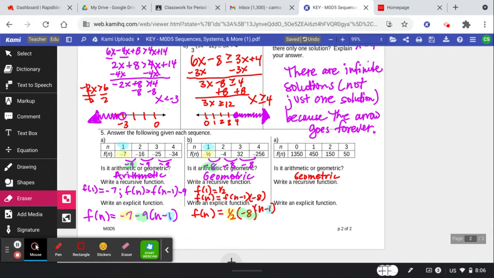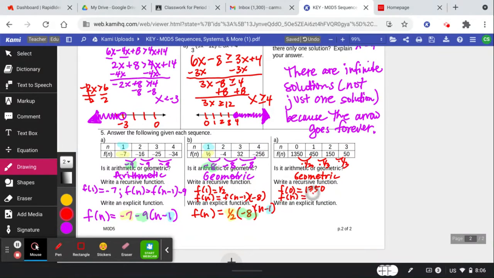Okay, so let's go write the recursive with this times 1/3. So f of 0 this time, check it out. Make sure you caught that. F of n equals f of n minus 1 times 1/3. And finally, begins at 1350 timesing by 1/3, every time to the power of n. Now, because this is a time 0, you can just write n, or you can write n minus 0.